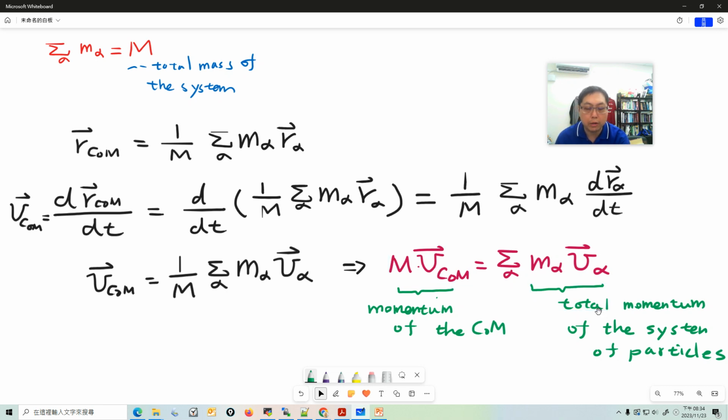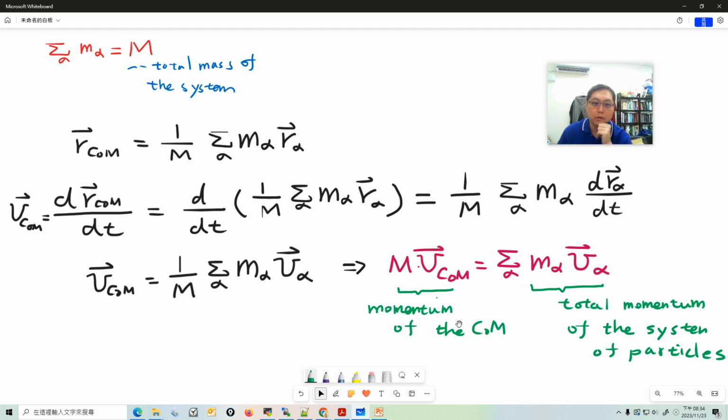So this is what we mentioned before. The center of mass is a very special point. You can view it as the whole system concentrated at one point. And so the total momentum of the system is equal to the momentum of the center of mass. Yes, the total momentum of the system of particles equals the momentum of the center of mass.